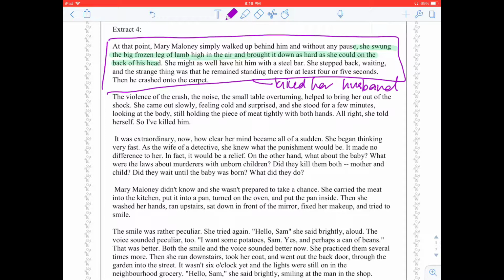She came out slowly, feeling cold and surprised. She stood for a few minutes looking at the body, still holding a piece of meat tightly with both hands. "All right," she told herself, "so I've killed him."